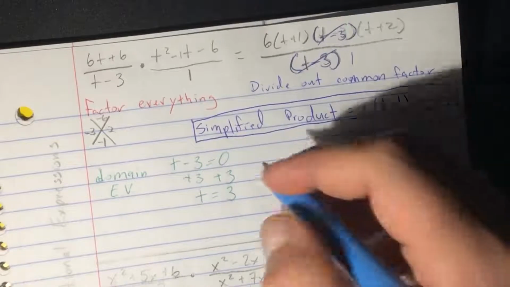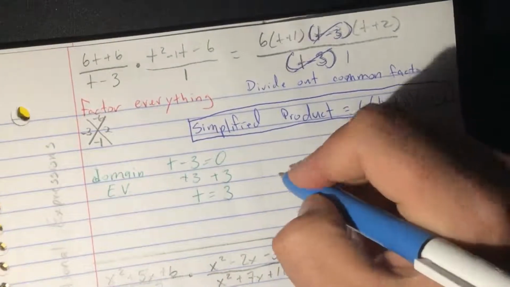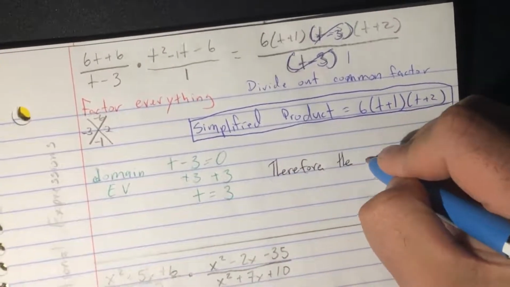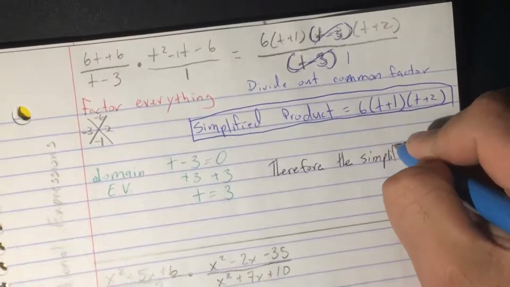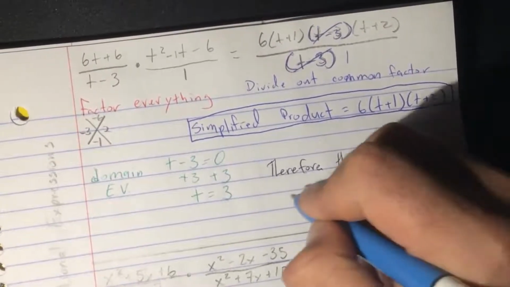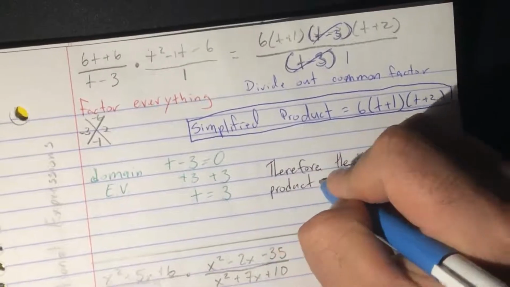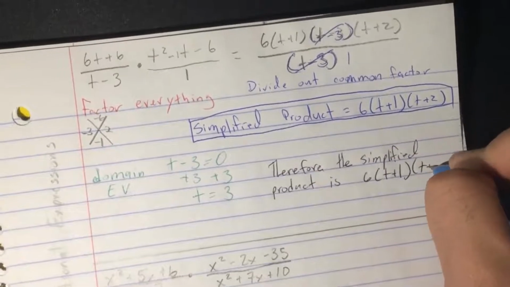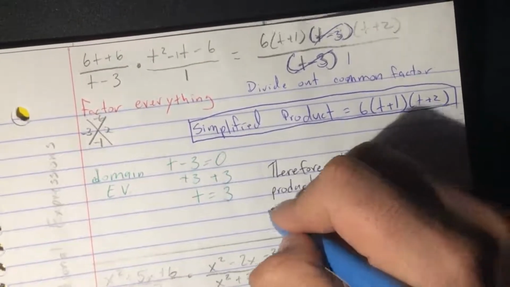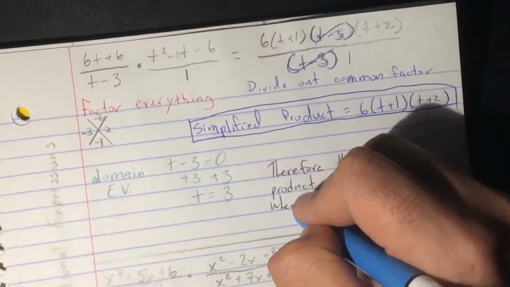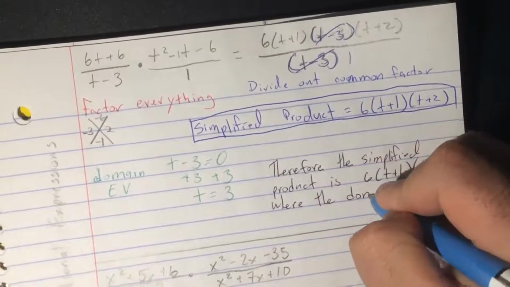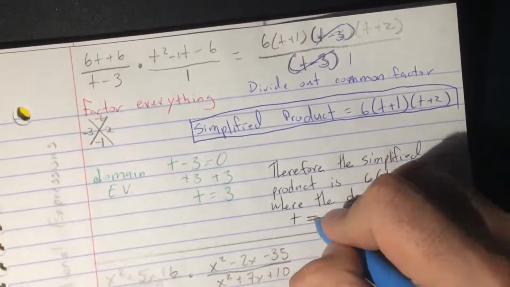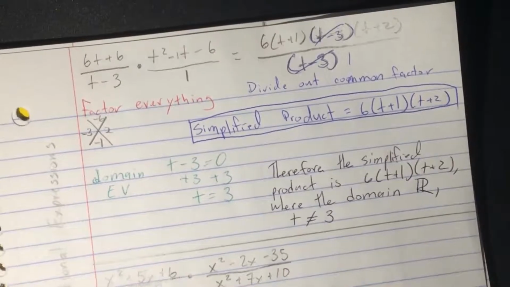That being said, we can go ahead and write our final statement, in black. So we have, therefore, the simplified product is 6 times t plus 1 times t plus 2, where the domain is all real numbers except t cannot equal 3. That seems pretty easy enough.